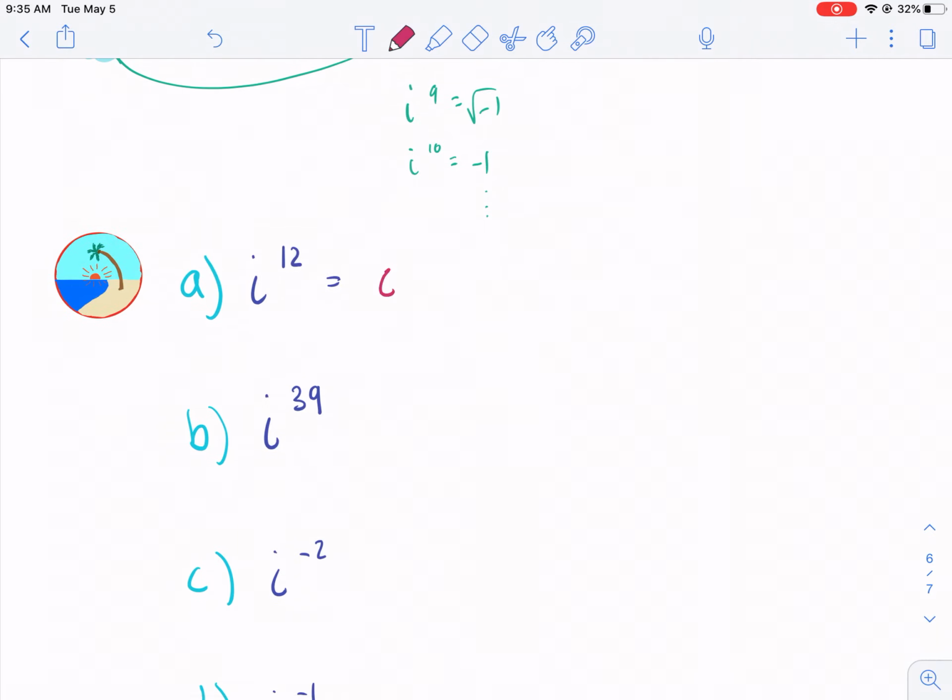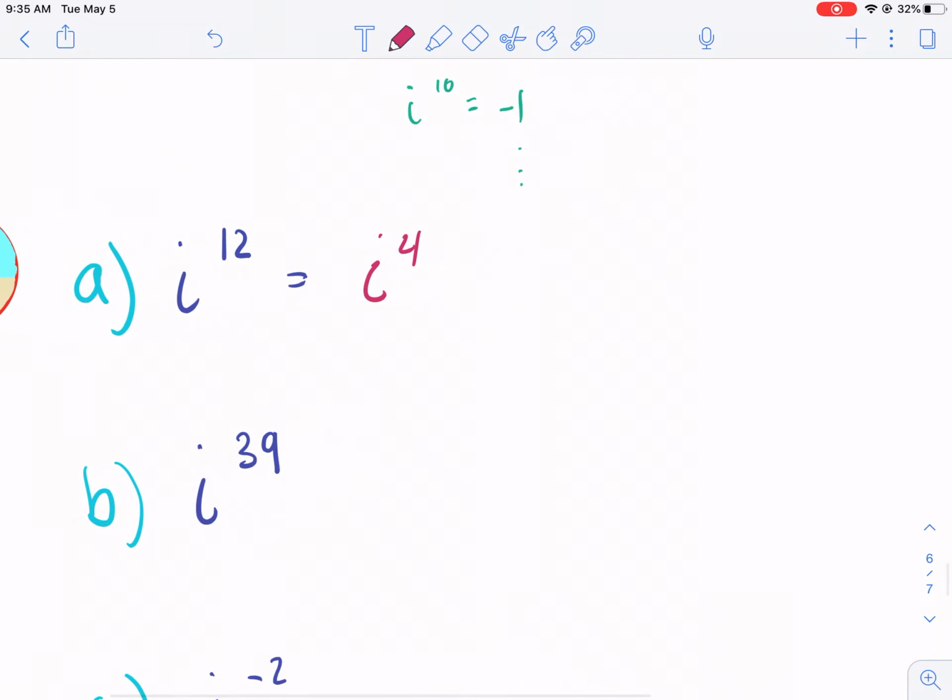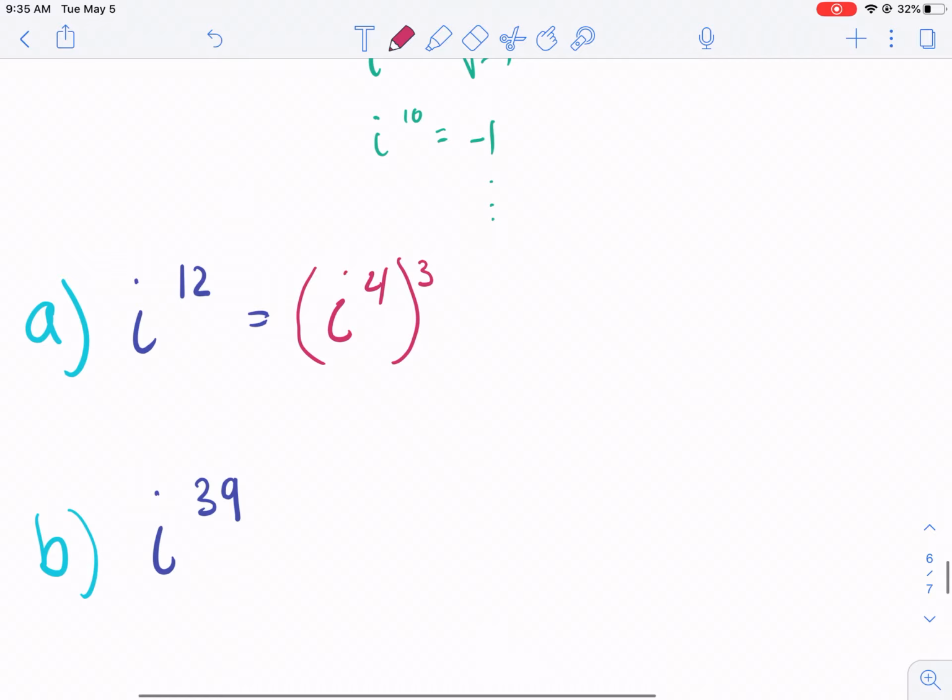So what can we do with i to the fourth to get to i to the 12th? Well, we can manipulate it in any way we want as long as it's equivalent. So what I'm going to do here is I recognize that 4 times 3 is 12, so I'm going to raise i to the fourth to the power of 3. Why? Well, when I raise a power to a power, I'm going to multiply exponents. So this will give me i to the 12th.